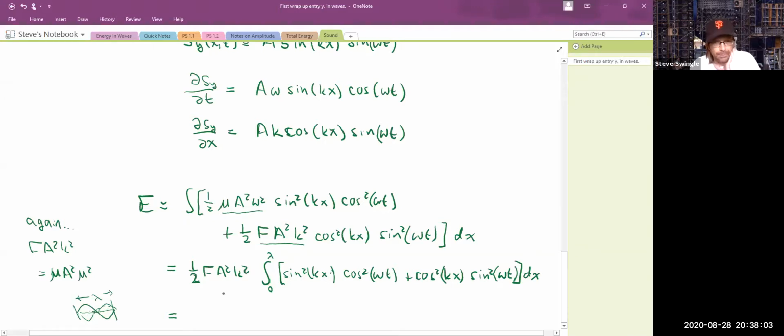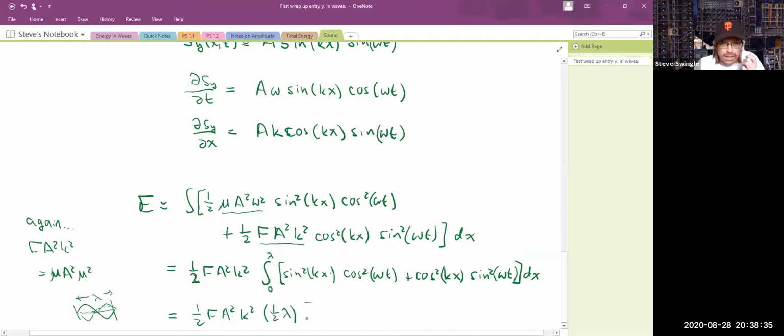That's one wavelength. Now you can see the same thing is going to happen. If I integrate the sine squared function over here and the cosine squared function over here, they're both going to give me the same thing, because sine squared and cosine squared have an average value of 1/2. So if you integrate over a wavelength, you're going to get 1/2 of the wavelength. And so what I get is 1/2 f a squared k squared, and I get 1/2 of a wavelength.